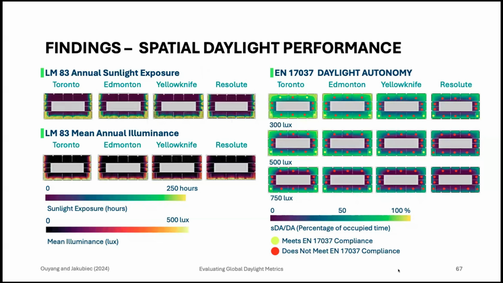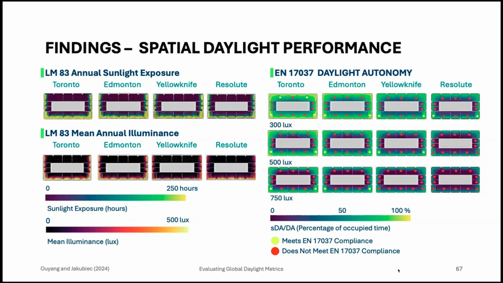The third set of findings reveals the spatial daylight performance across the 4 select Canadian climates. The spatial diagrams from LM83 indicate a notable reduction in both sunlight exposure and mean illuminance as one proceeds from Toronto to Resolute. This gradient reveals a consistent decrease in spaces meeting the daylight autonomy criteria towards higher latitudes. This latitudinal dependency highlights the potential challenges in LM83's application to geographically diverse conditions, as mentioned earlier.